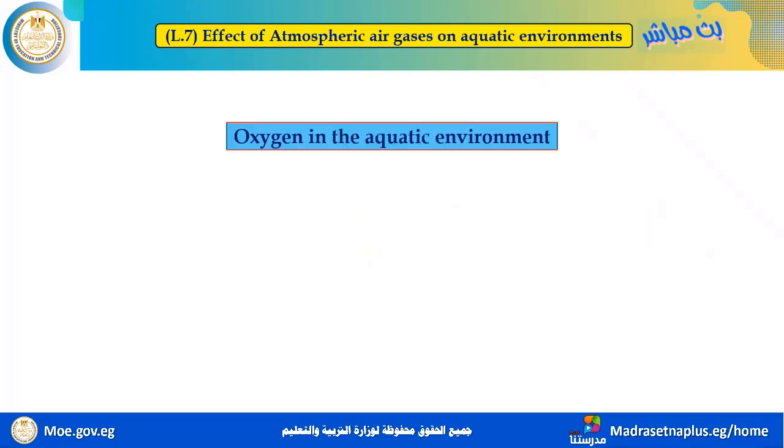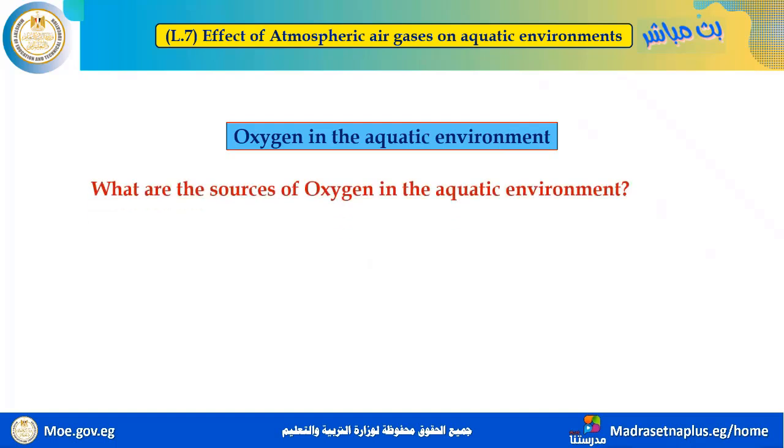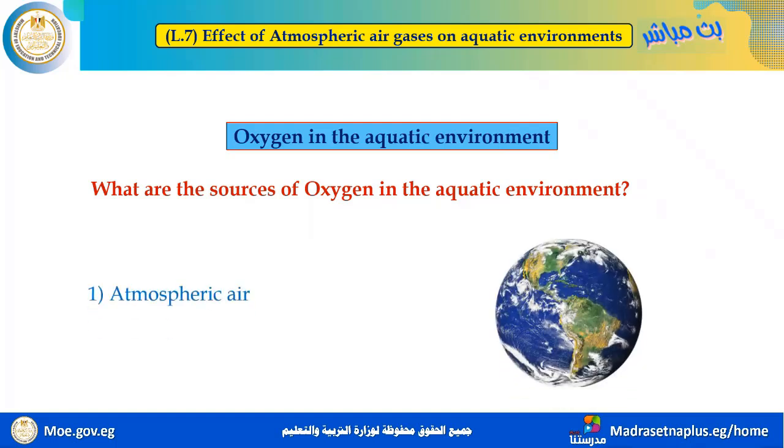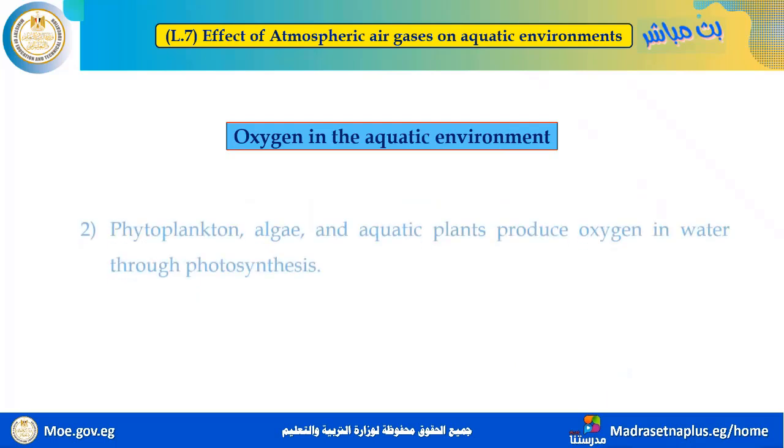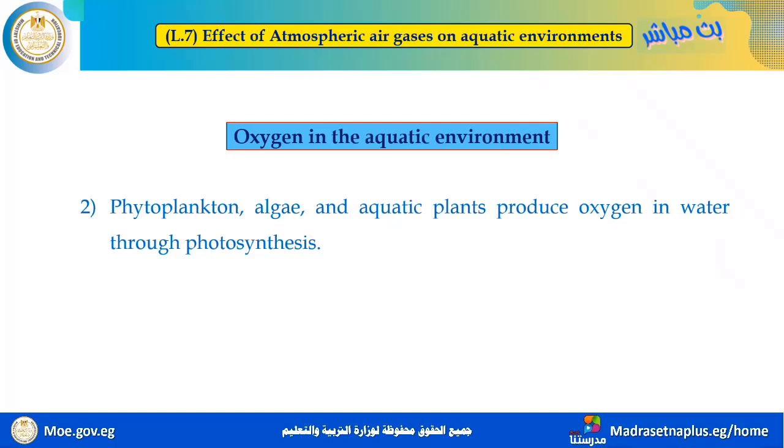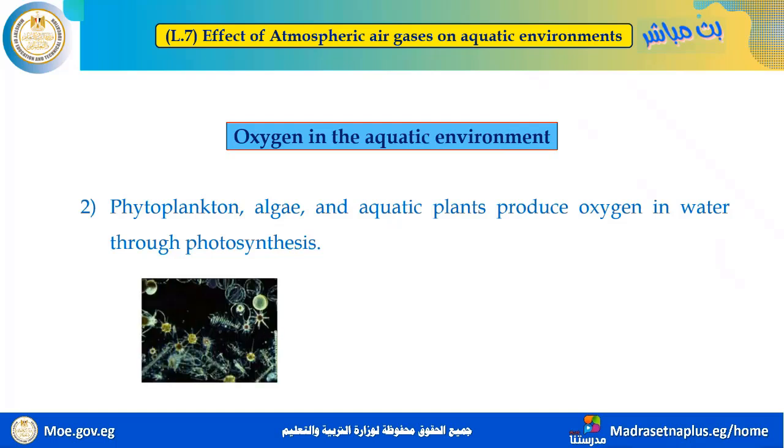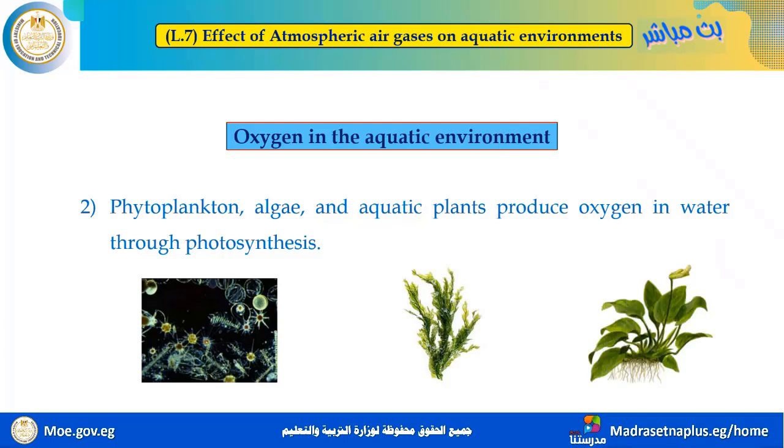First, we need to talk about the oxygen in the aquatic environment. What are the sources of oxygen in the aquatic environment? First, the atmospheric air which surrounds the Earth. This is the main source of the oxygen gas in aquatic environment. Second, the phytoplankton, algae, and aquatic plants produce oxygen in water through photosynthesis process.